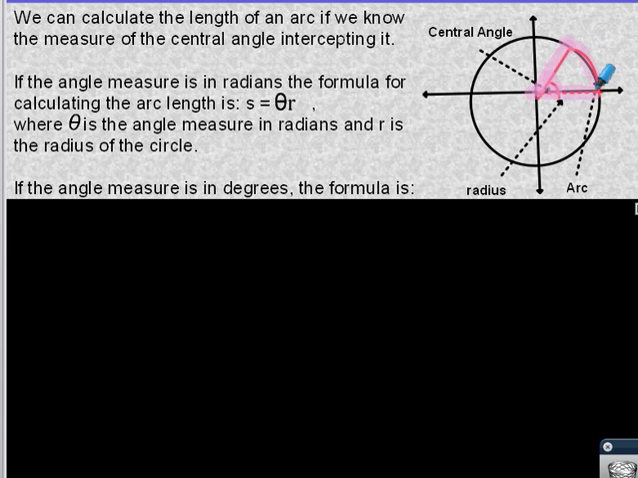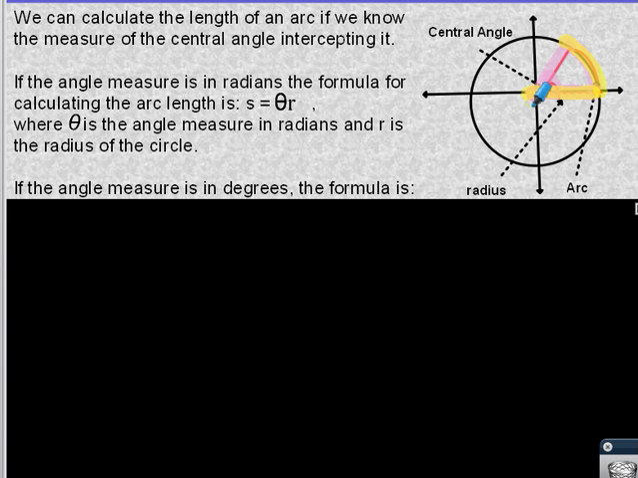So what's the arc? It's the length of the outside of the circle in between the initial and the terminal side. So that has a length in units. And of course this goes from the middle of the circle to the outside. So this right here, and I'm unfortunately using the same color, this right here is our radius. So if we want to figure out the length of this arc right here, we need to have the central angle and the radius. And the formula is here.